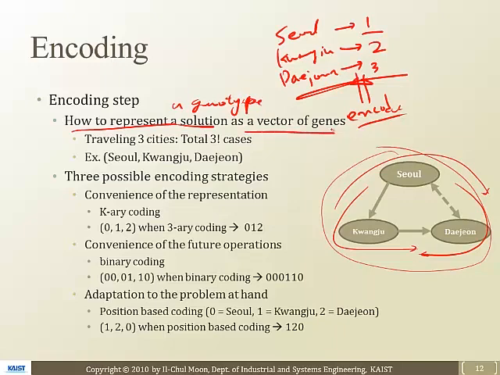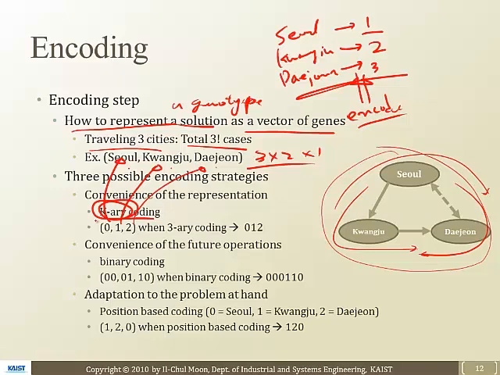So that's our question. For example, traveling 3 cities is a total of 3 factorial cases: Seoul, Gwangju, Daejeon, right? 3, 2, 1. There are 6 ways of travel and 3 possible encoding strategies. For example, we can just have the k-array coding. We might just assign Seoul as 0, Gwangju as 1, and Daejeon as 2. That is called the k-array encoding scheme.